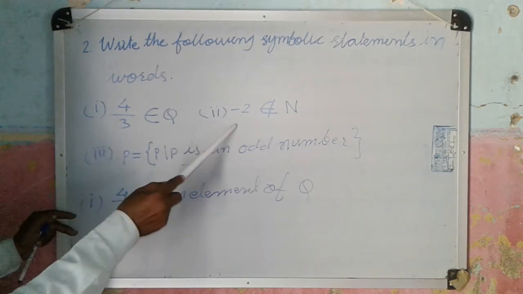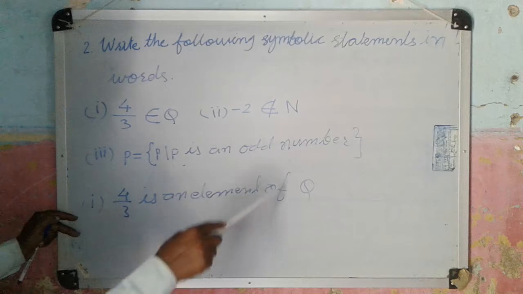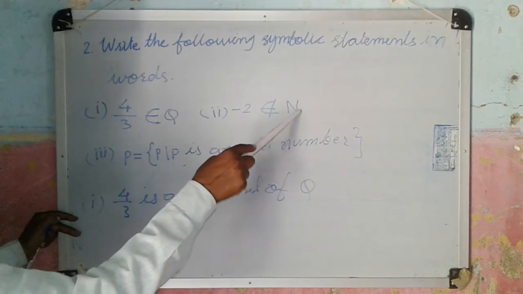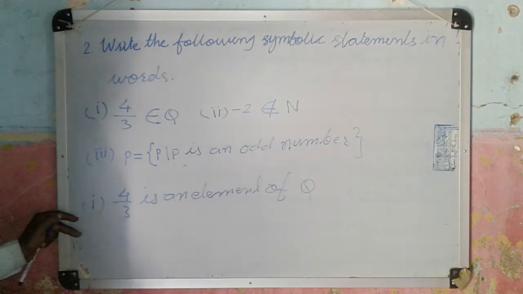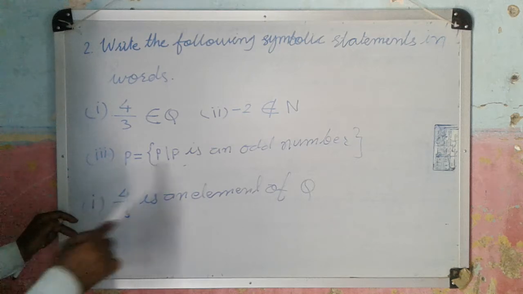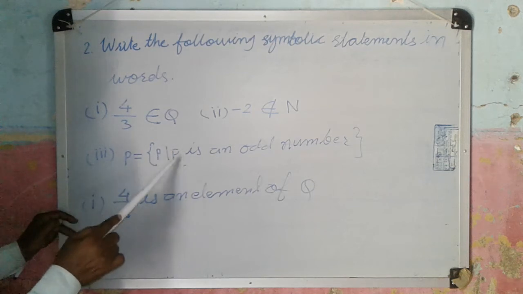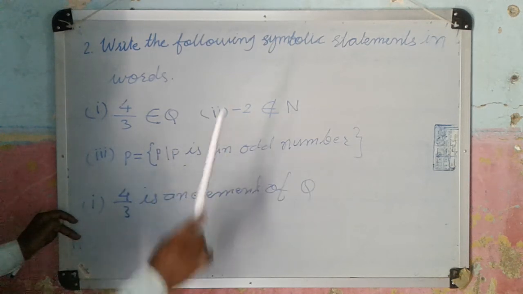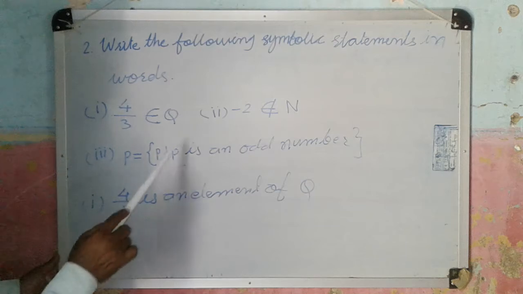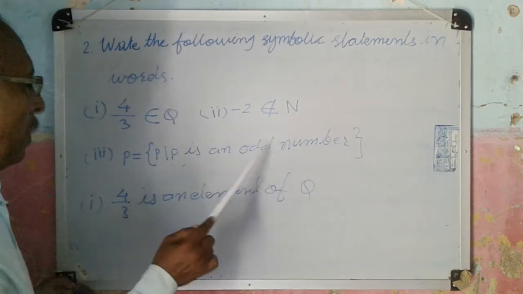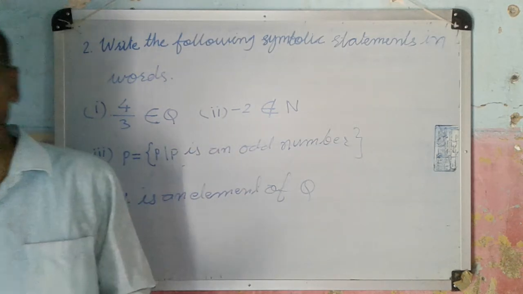Now, the second statement. You can write this statement as -2 is not an element of N. N means the set of natural numbers. And the third statement, you can write as P is the set of all p such that p is an odd number. In this way, you can write all these statements in words.